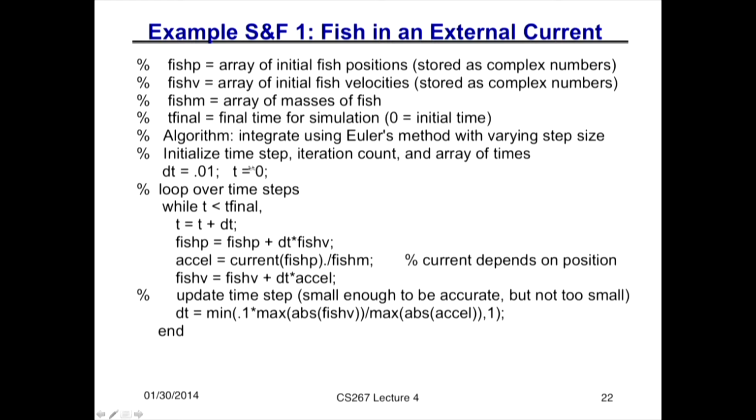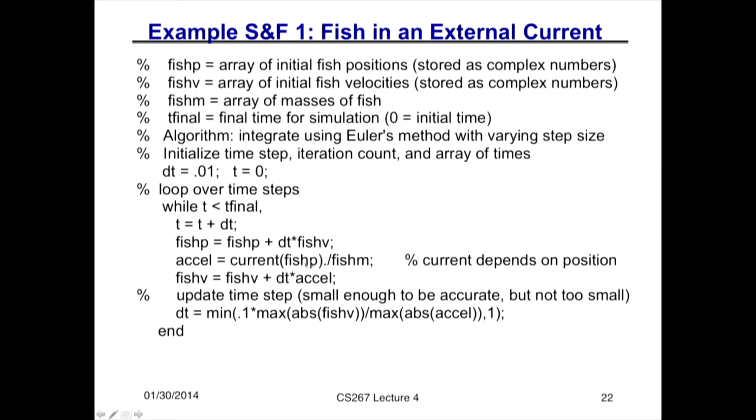So what I'm going to do is start with time t equals 0, and a time step of 1/100th of a second, but I'm going to have to adjust that as the algorithm goes along. That's the only part that's not embarrassingly parallel. So I'm going to loop over all the time steps. While the time is less than the final time, I'll increment my time step. Each fish, so this is a line of parallel code, is data parallel. I'll take my fish velocities, multiply by the time step, and add it to my array of fish positions to get the new fish positions.